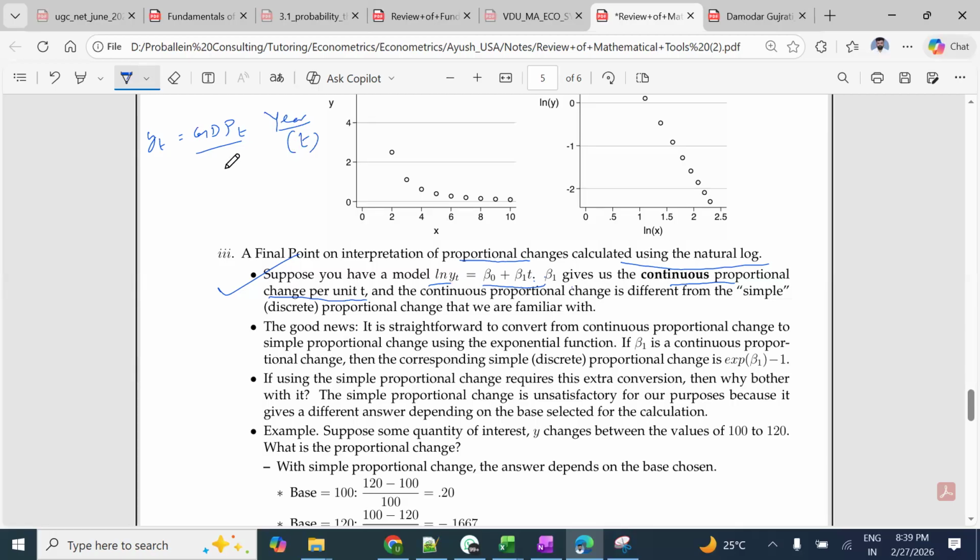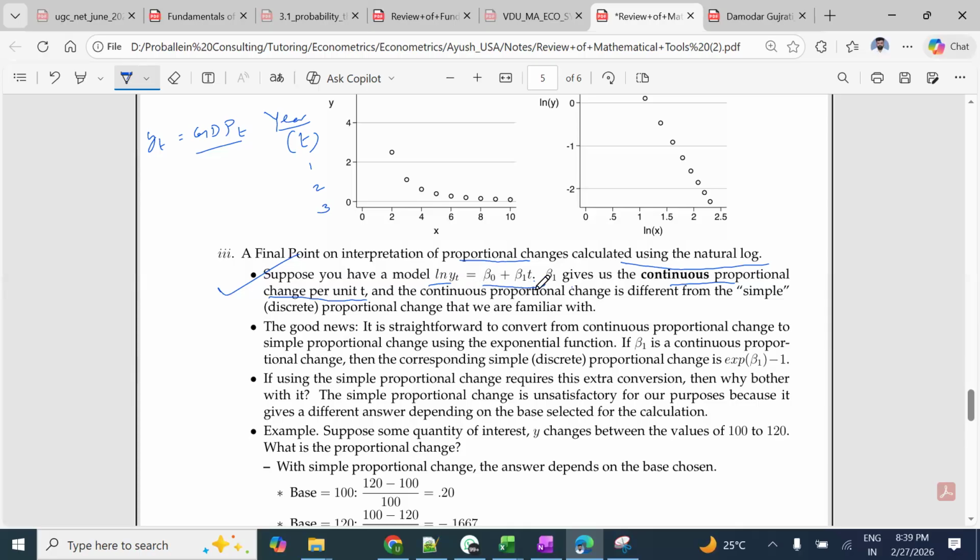Your GDP is yt, so y1, 2, 3, 4, for different years you will be writing like this. Then you will convert your GDP into ln, and then you will get this equation. Then you can estimate it. Is it clear, Bhakti ma'am? Yes, sir. Clear.